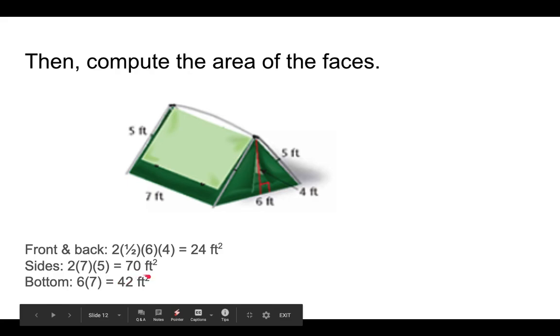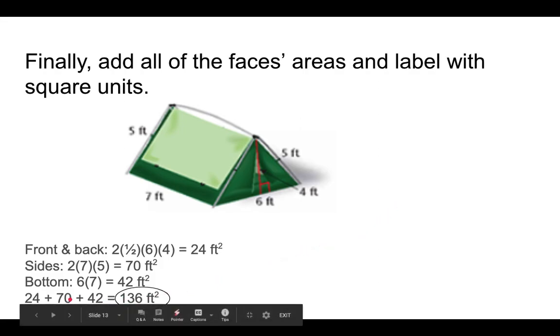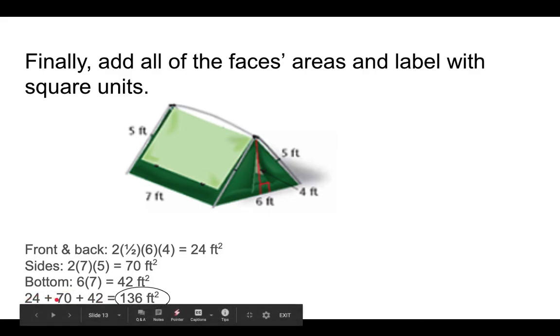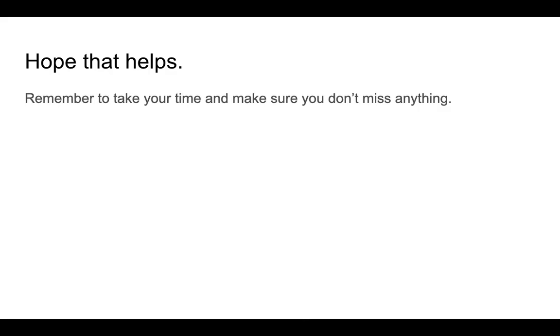So 6 times 7, 42 feet squared, which means our last step is to add them up, making sure we didn't forget anything. So 24 plus 70 plus 42. You could line them all up and add them up if you're not comfortable with the mental math, or you can look at the ones place and say that 4 plus 2 is going to be the 6. So 2 plus 7 is 9, 10, 11, 12, 13 for the tens place. Gets you 136 feet squared. So hopefully that helps. The prisms can be tricky, so remember, take your time. Make sure you don't miss anything.